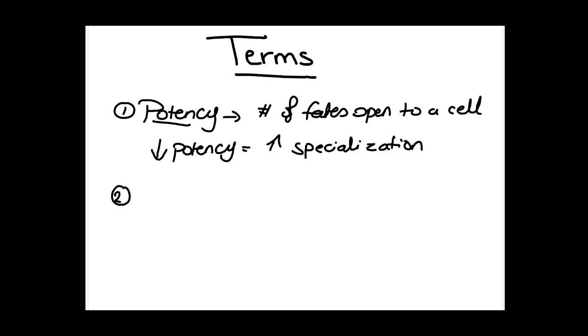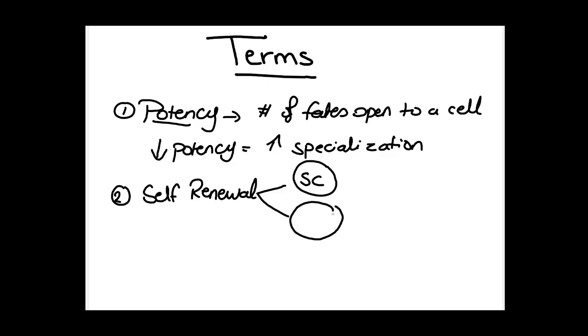The second term is self-renewal. Based on what we've said, we can say that stem cells are cells with variable potency that can self-renew. Self-renewal means that the stem cell can divide and give rise to two cells. The first cell is another stem cell, while the second cell is a progenitor cell, which is more committed, which means that it has already decided on a fate.